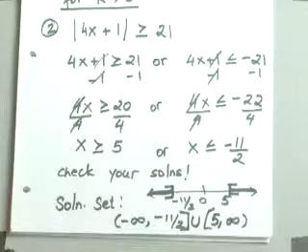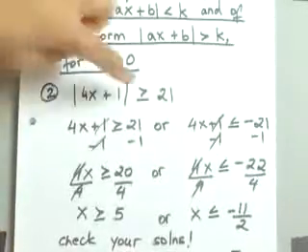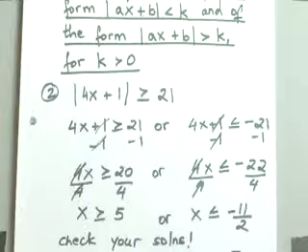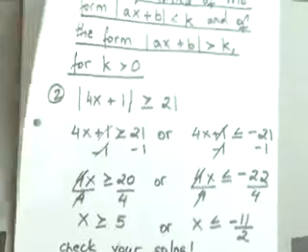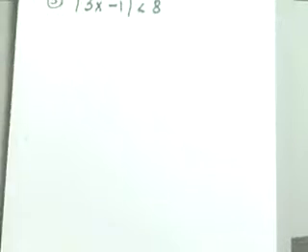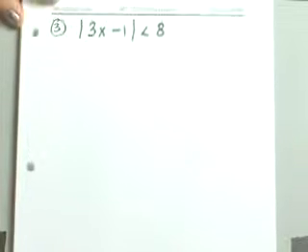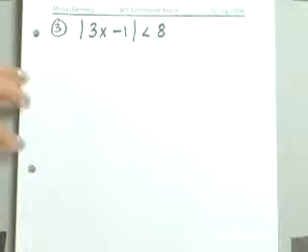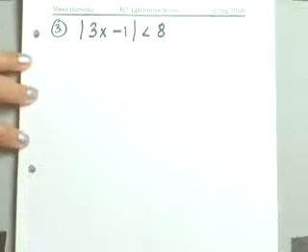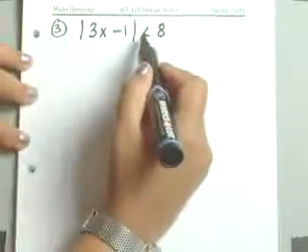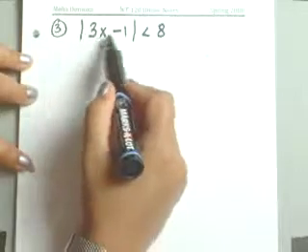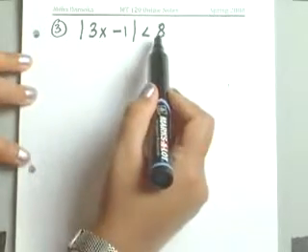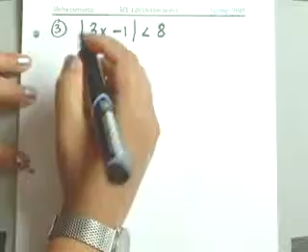Okay, so that was an example where you had the greater than or equal to inequality. Let's look at another example where we are using the less than inequality symbol. So we have absolute value of 3x minus 1 less than 8. Now remember, when you have less than 8, you are saying this expression is going to have a distance of less than 8 from 0.